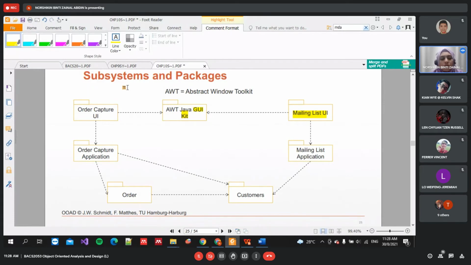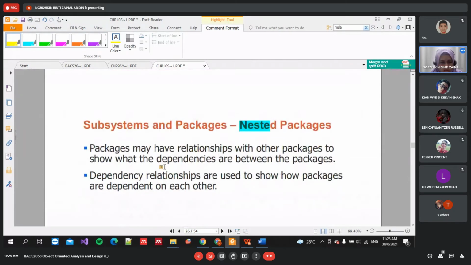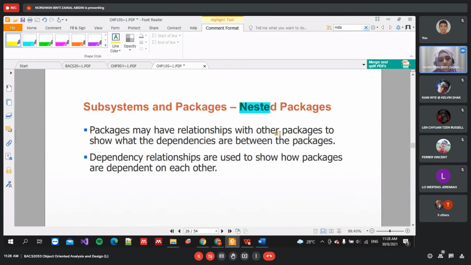So this is an example, but now it's only between two. Now we have the whole system and how they interact. So subsystem and package, nested package. You already know what is nested. A package may have a relationship with another package to show the dependencies between packages. The dependency relationship shows how the packages are dependent on each other.